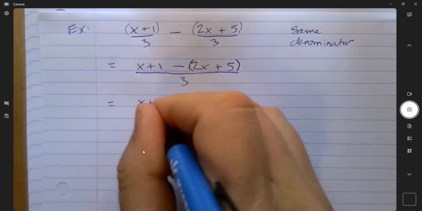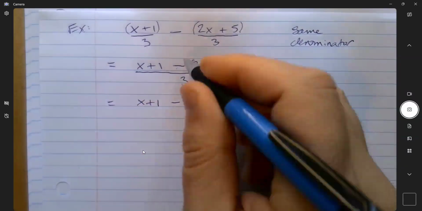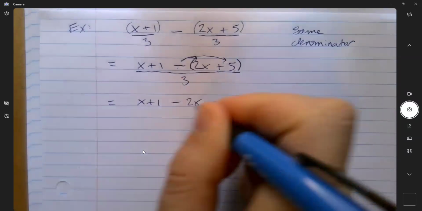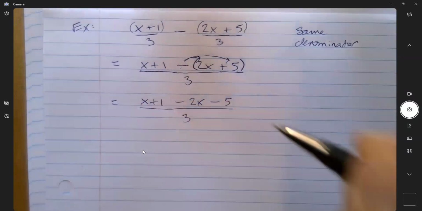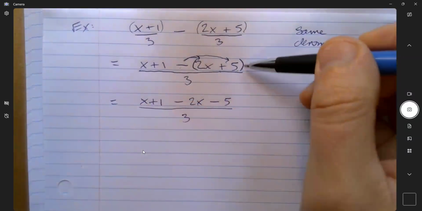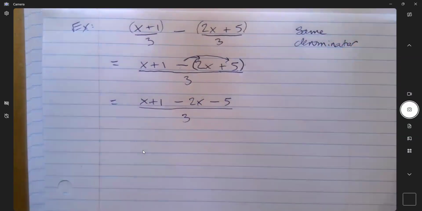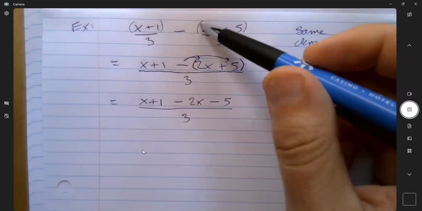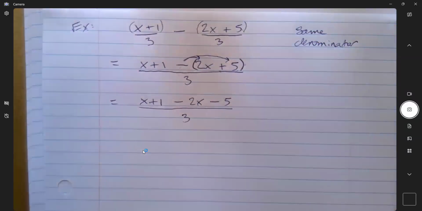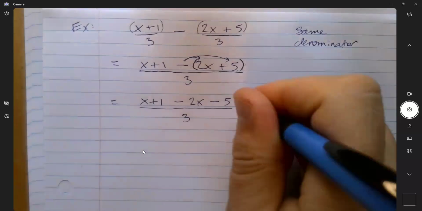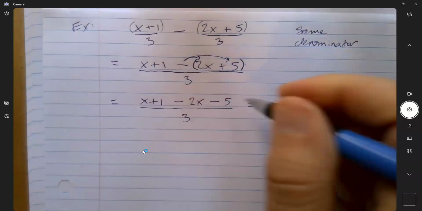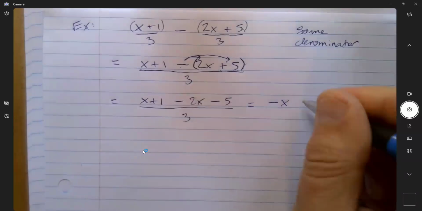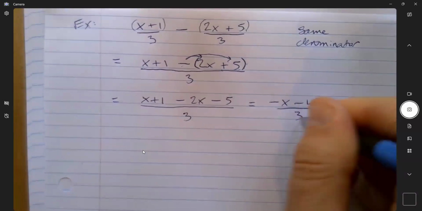So this becomes x plus 1 minus 2x. And the negative distributes to both of the terms, so it's also minus 5. Without that parentheses, I would be adding the 5, which is wrong. So when you build your single fraction, put a parentheses at least around your second term. And now I combine like terms. I have an x and a minus 2x, which is a minus x. I have a 1 minus 5, which is negative 4. And I'm done.